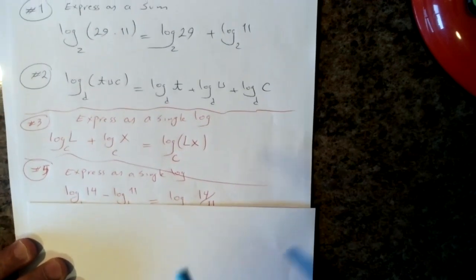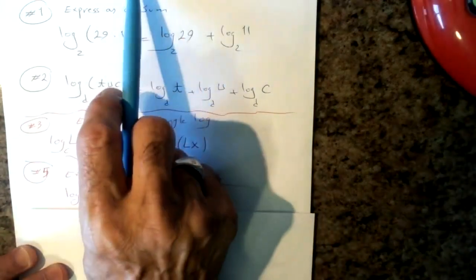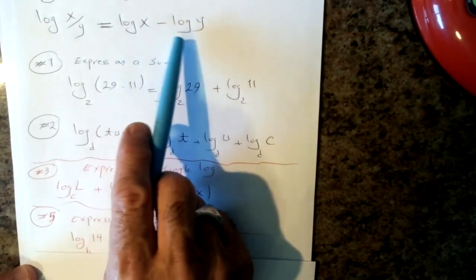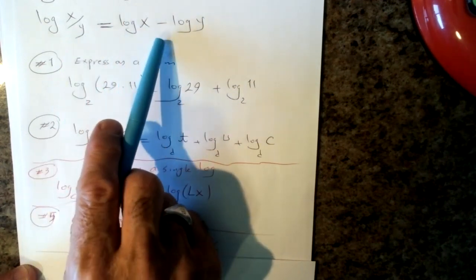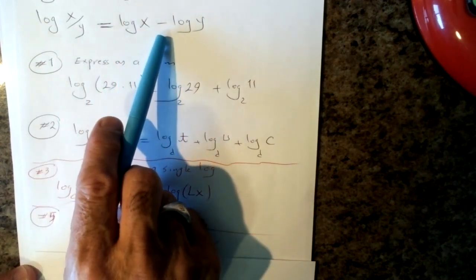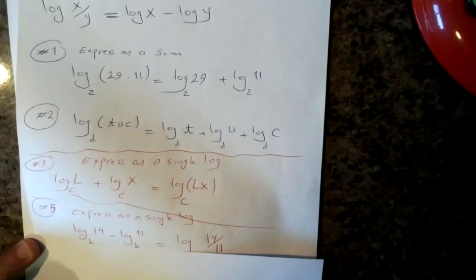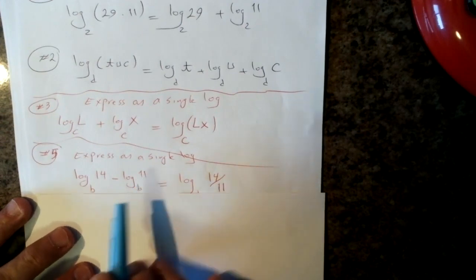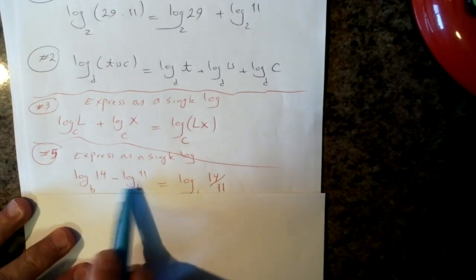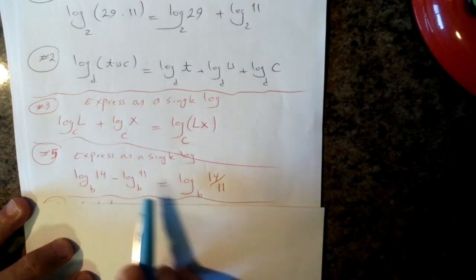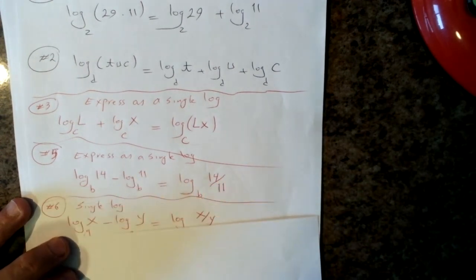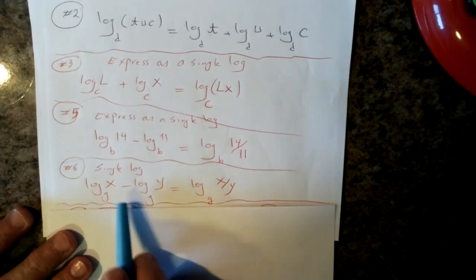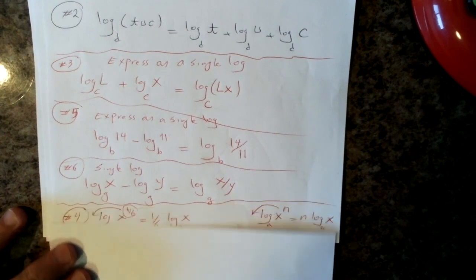Or here, if you have a subtraction of logs and you want to change 2 logs to 1 log, in the case of subtraction, if you want to change it to 1 log, it would be log of a fraction. So log of 14 minus log of 11 is a subtraction, and you want to change from subtraction of 2 logs to 1 log. So it will be log of 14 over 11. It's strictly based on the formula. See here? Log of subtraction is equal to log of a fraction.